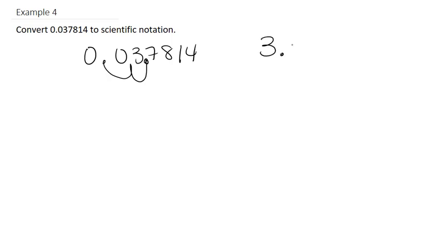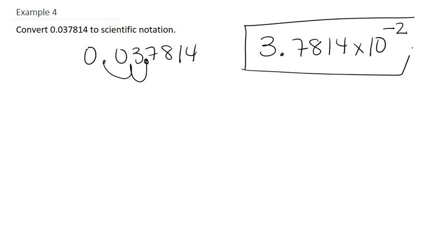So we have 3.7814 times 10 to the, well, we moved it over to the right, so that means we're going to have a negative exponent, and we only moved it over 2. So this would be our final solution.